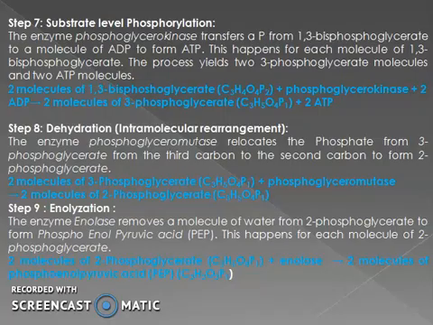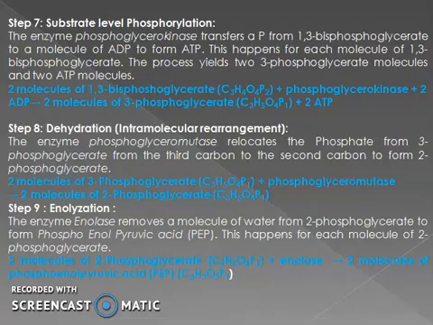Now comes substrate level phosphorylation. The enzyme phosphoglycerate kinase transfers a phosphate from 1,3-bisphosphoglycerate to ADP to form ATP. So 2 ADP are utilized. This happens for each molecule of 1,3-bisphosphoglycerate. The process yields 2 molecules of 3-phosphoglycerate and 2 ATP molecules. Remember, 2 molecules of 1,3-bisphosphoglycerate convert into 2 molecules of 3-phosphoglycerate, with 2 ADP utilized to produce 2 molecules of ATP.